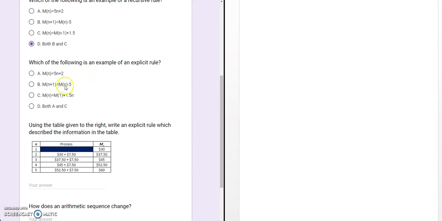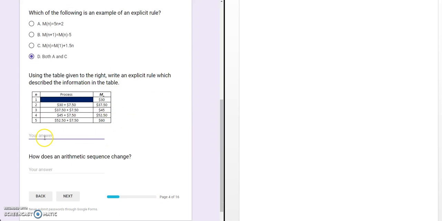Which is the example of an explicit rule? Well, in this case, the first term is given. In A, we can tell what the first term is by inputting the number 1 for n. And in C, it shows right here that the first term is given. That's where the first term goes. Another way to know this is if there's a common difference or common ratio multiplied to n or raised to the power of n. So A and C are both explicit rules.